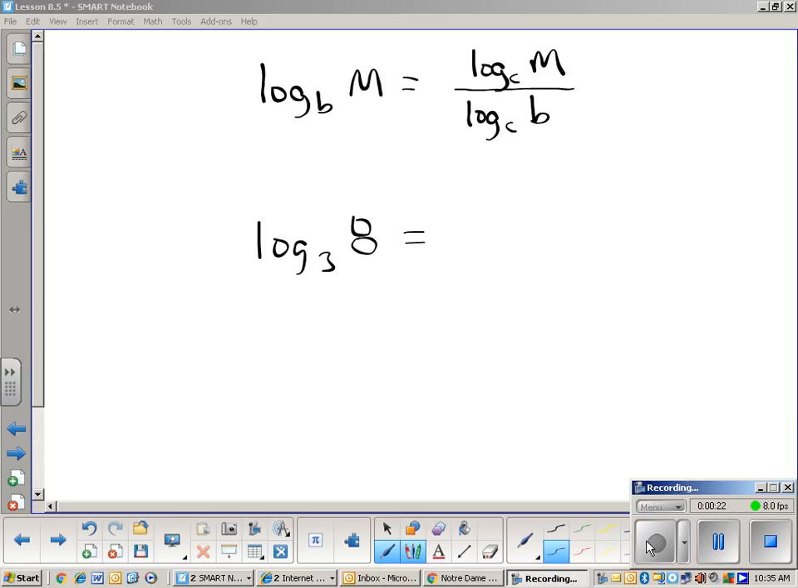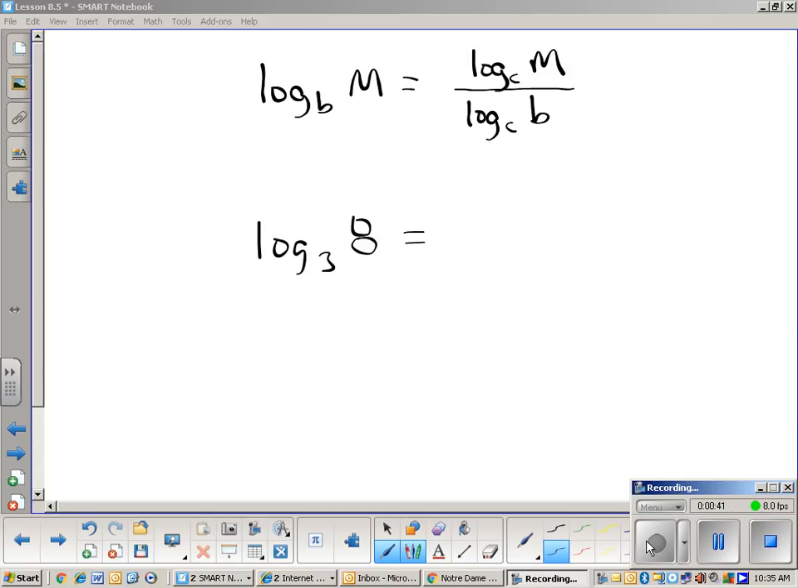Log base b of m is equal to log of a common base of m over log of that common base of b. C could be any number you want it to be. It could be a 3, it could be 4, it could be 5, it could be whatever.